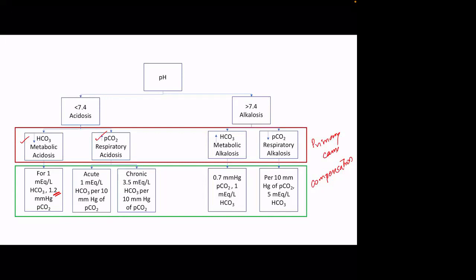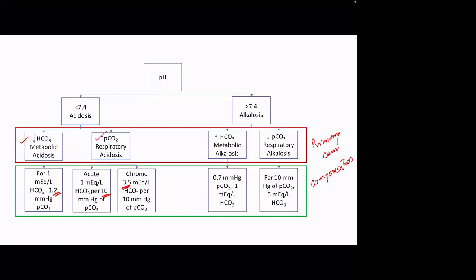So in acute cases, the kidneys are a little bit lagging for the compensation. In the acute phase, there will be 1 milliequivalent per liter of bicarbonate rise per 10 millimeter of mercury rise in carbon dioxide. But in chronic cases, the kidneys would have already adjusted to that and will show an increased response, with 3.5 milliequivalents per liter of bicarbonate increase with each 10 millimeter of mercury increase in the PCO2 levels.